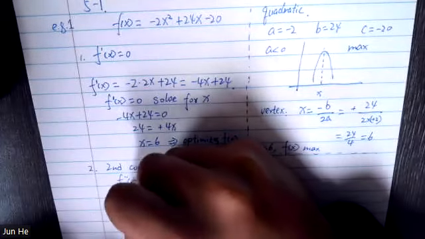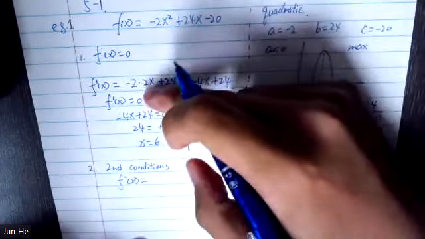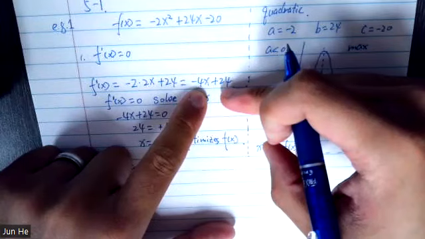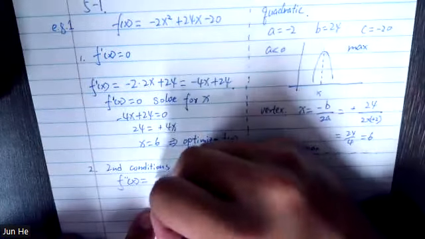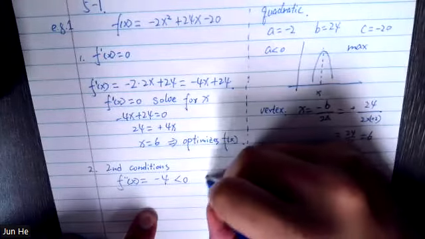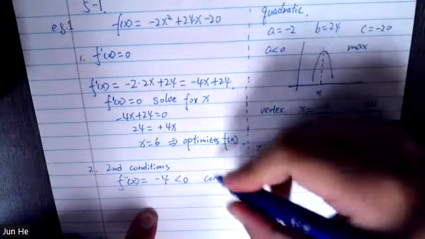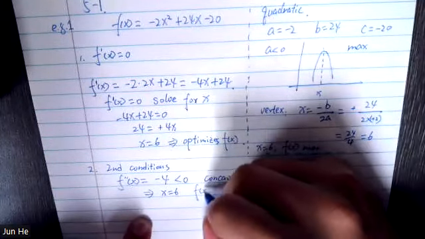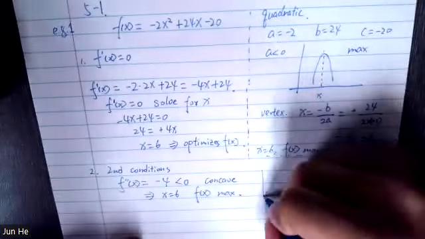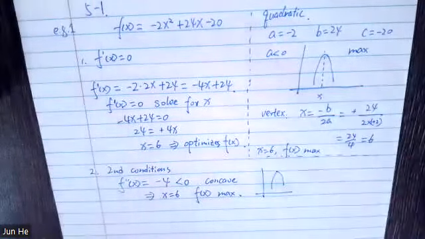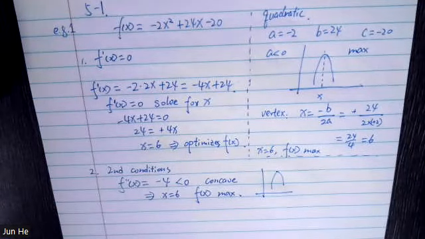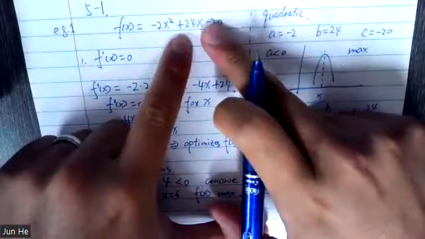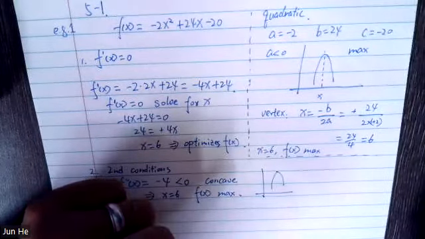Here, the second order derivative is the first order derivative of the first order derivative. So we are taking the derivative of minus 4x plus 24 with respect to x, and the result is minus 4, smaller than 0. This function is concave. Therefore, when x equals 6, f(x) is maximized. Because a concave function is like a cave, and we have a peak for this. So now we have approached this question from both methods.